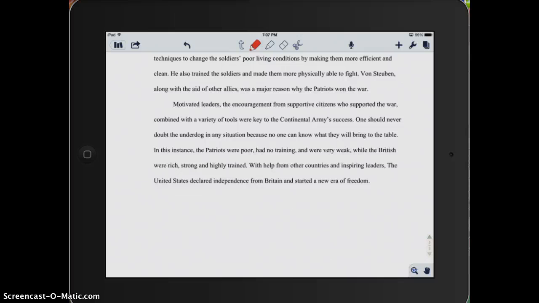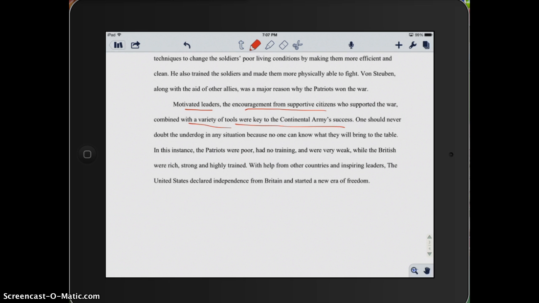Motivated leaders, the encouragement from supportive citizens who supported the war, combined with a variety of tools, were key to the Continental Army's success. So here's the restatement of their thesis. They said the Continental Army won the war, and how did they do it? Motivated leaders, encouragement from supportive citizens, and a variety of tools or resources. So this person did an excellent job of rewording their thesis. They said the same thing, but they used different words.